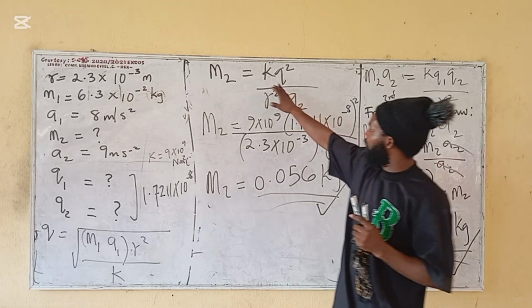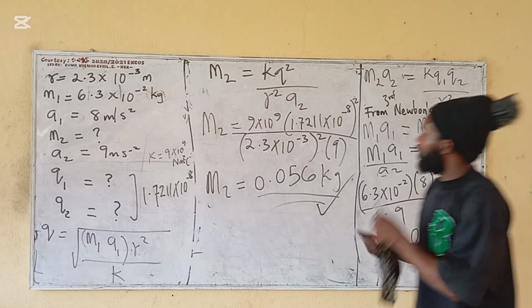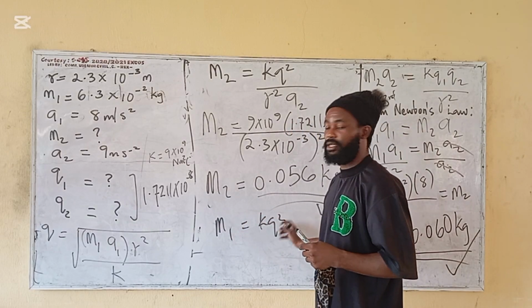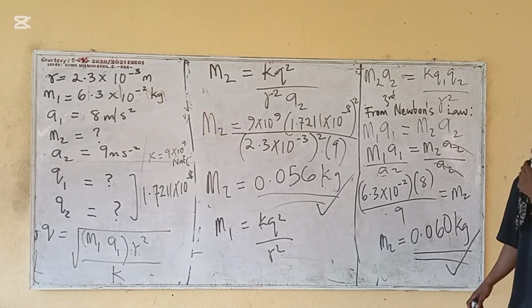Okay, that is here now. That means if I have M1 equals KQ squared all over R squared, that's what you mean? Okay. That means I should have the acceleration.